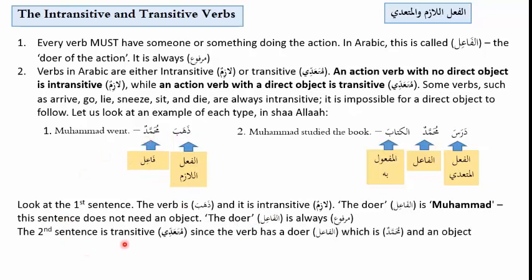The second sentence is transitive, muta'addi. Since the verb has a doer, a fa'il, which is Muhammad, and an object, a maf'ulu bihi, which is al-kitaba. The object, the maf'ulu bihi, is always mansub. Notice, so the fa'il is always marfu'. Darasa Muhammadun al-kitaba. Dhahaba Muhammadun. Okay? So the fa'il is always marfu'. The maf'ulun bihi is always mansub. That is, it always takes a fatha, or anything that comes in the place of fatha.